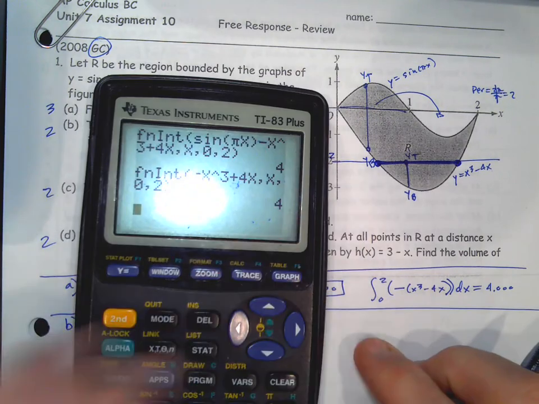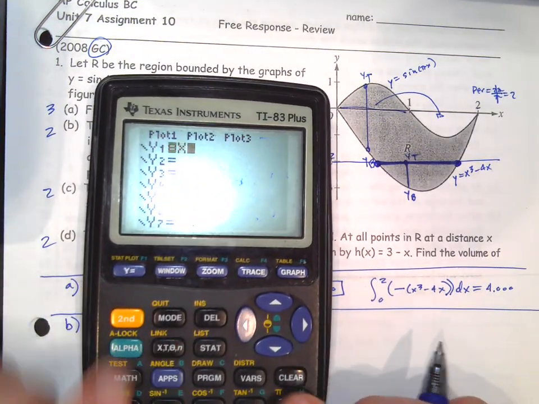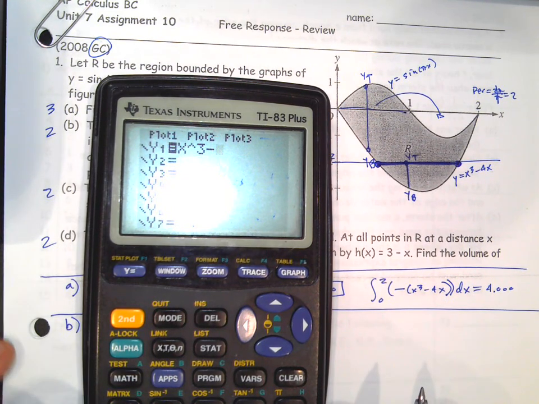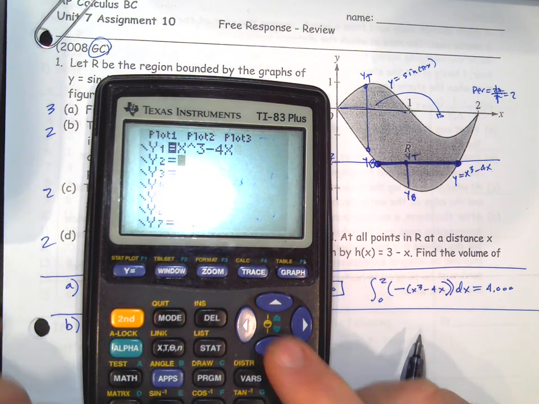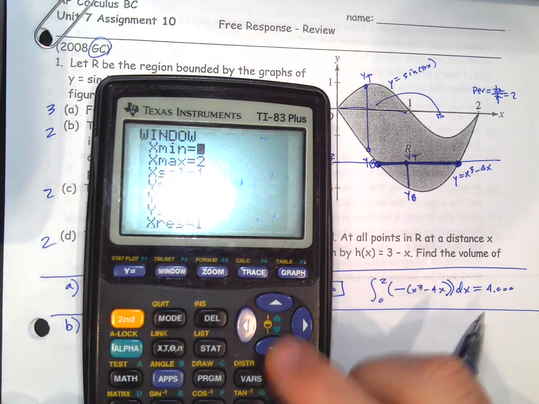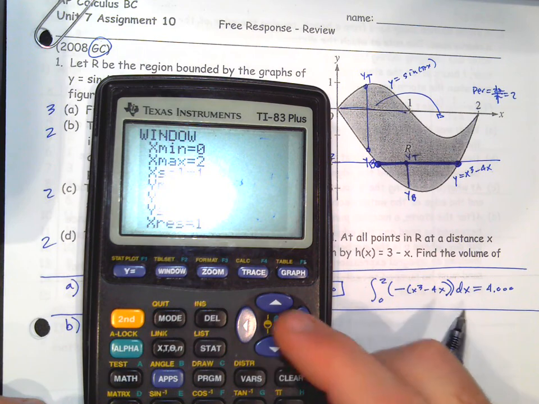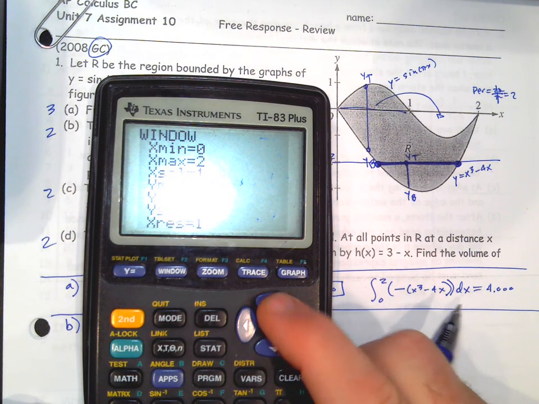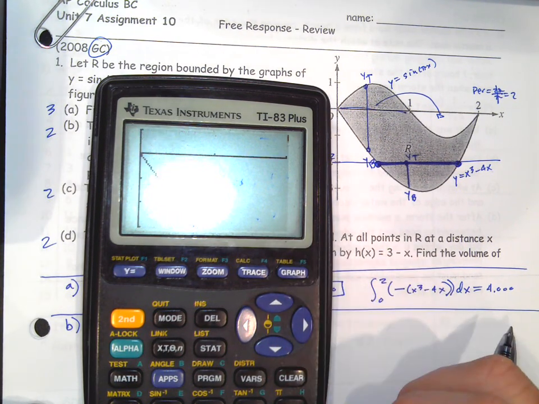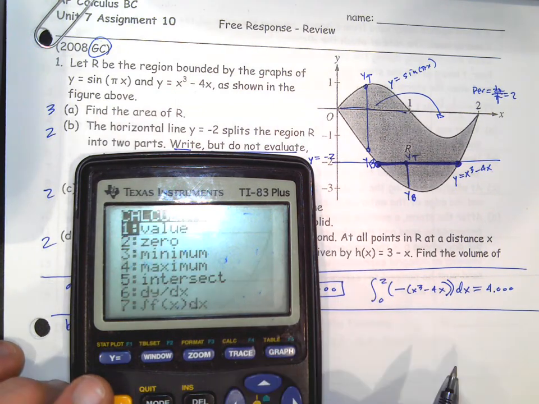So I think it's time to go ahead and graph these. So x to the third minus 4x, and I'm also going to graph negative 2. The window is going to be 0 to 2, I guess, is good, and then in the y, negative 3 to 1. So this is just graphing the cubic. So there we go. We've got to find these intersections.